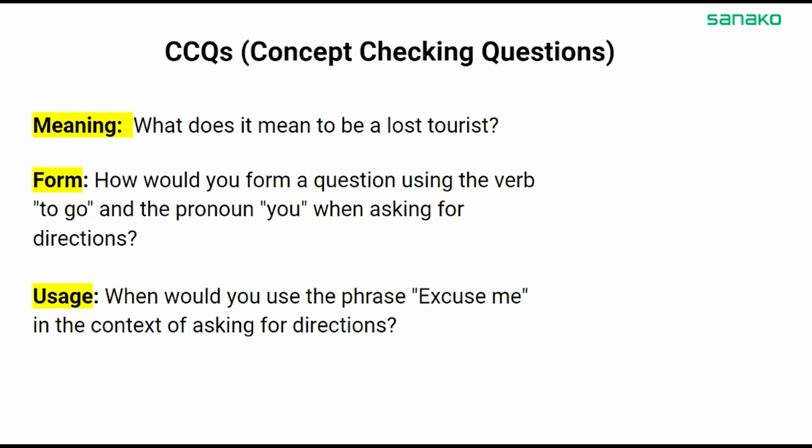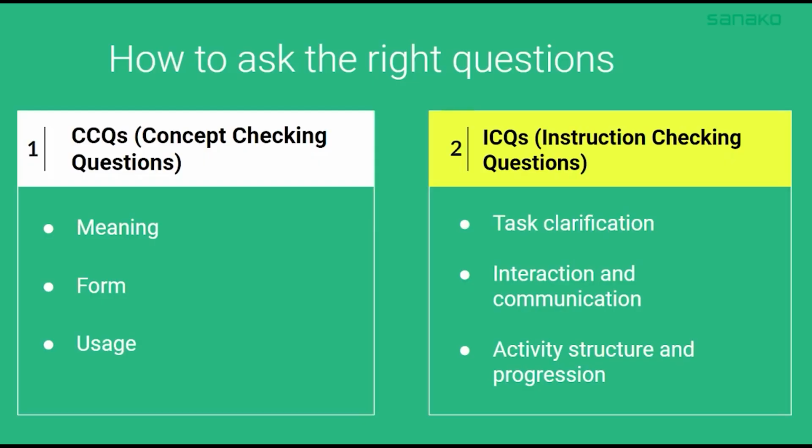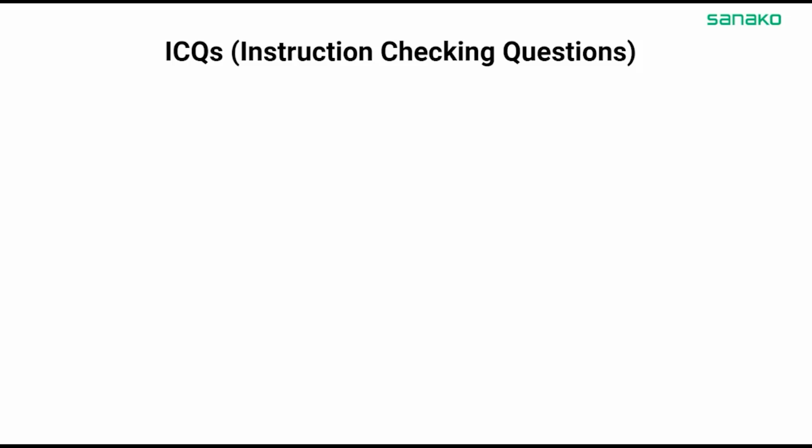Okay, now let's look at some ICQs, instruction checking questions. Here we have the task instructions, and as the groups will be in breakout rooms, it's important that the instructions are clear. Try to think of some questions related to task clarification, interaction and communication, and the activity structure and progression. Pause the video now and write down some of your questions.